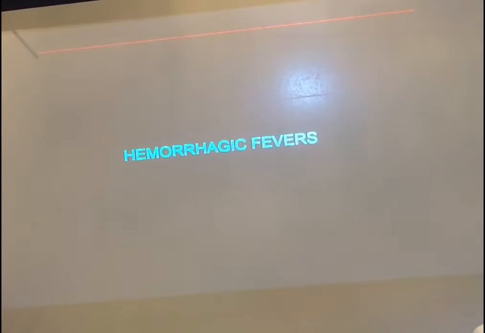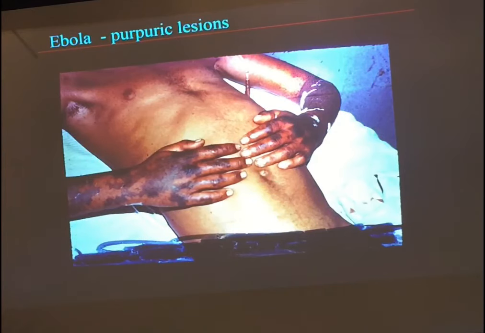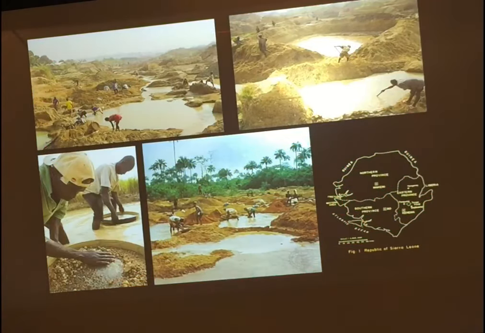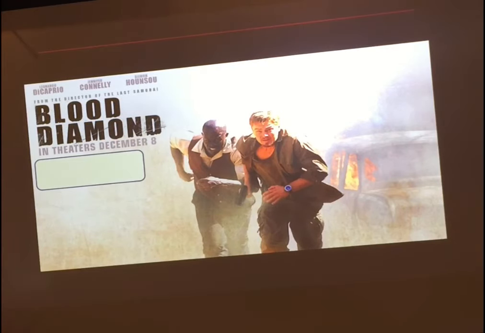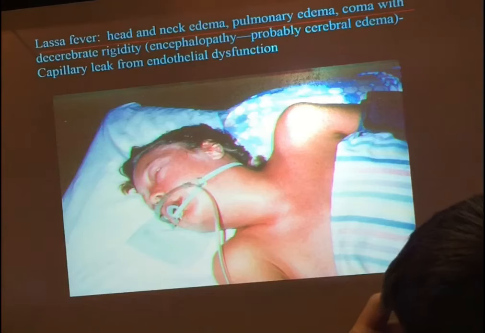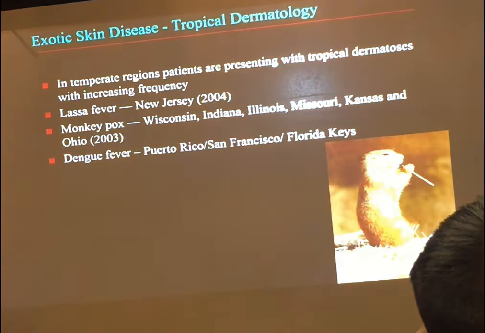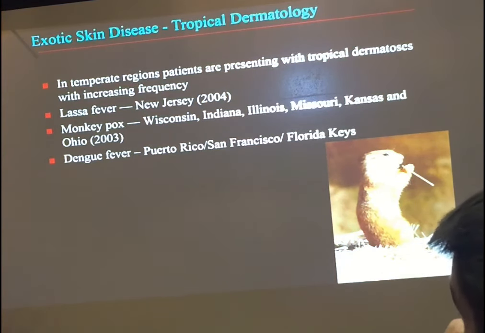Hemorrhagic fevers, these pictures are courtesy of one of my professors who worked on Ebola and Lassa in the 70s. So you can see the quality is great, but pharyngeal erythema can be seen in Ebola. And then late stage, you can get basically endothelial cell death and purpuric eruptions all over the body. And then with Lassa fever, just called Blood Diamond virus, good movie. Lassa fever, hemorrhagic conjunctivitis, and then you can see petechial and purpuric eruptions in both Ebola and Lassa as a late stage presentation.